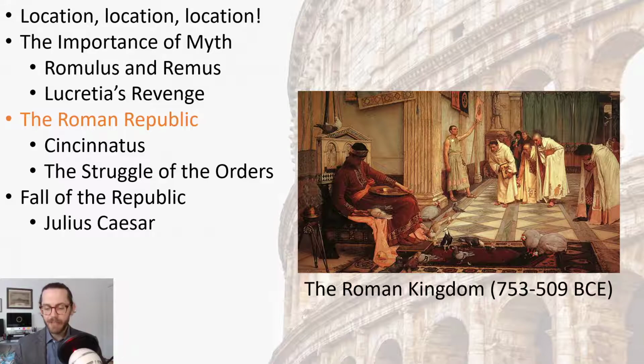The period of the Roman kings was roughly 753 to 509 BCE. Before the Republic, there was a series of Roman kings that ran the way all kings do: hereditary rule, right? It goes down through the family line. This was the universal governmental system of the time. Almost every single society had a king of some kind.